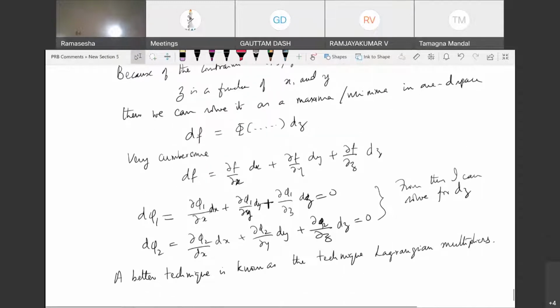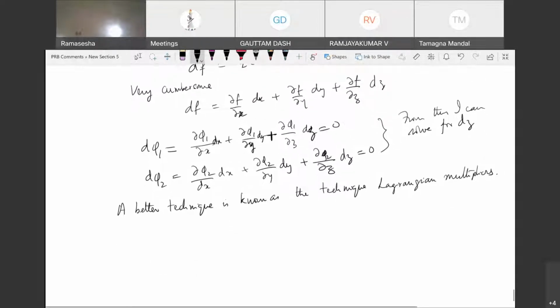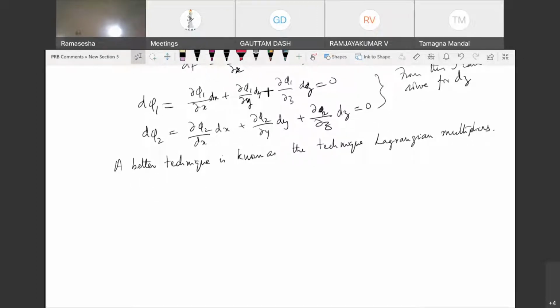So another way, of course, was you can write down the total differentials df, dp1 and dp2, and then substitute from dz, from dx and dy, in dz. Then you can get df as a function of dx and dy, and then you could again apply the maximum-minimum condition by setting the coefficients of these equal to 0. Well, there's a better way of doing it, which is known as the method of Lagrange multipliers.